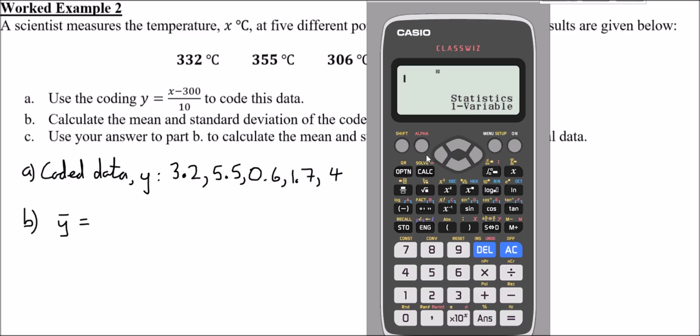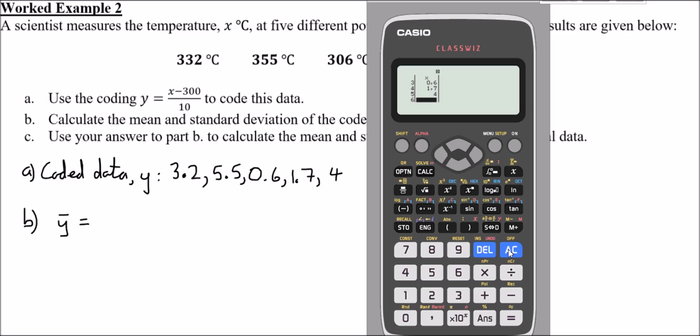So what we need to do now is to input the data. Oops, hold on a second. Let's do this step by step. Menu, we want option 6, one variable calculation. So press 1. Now just input the data step by step. 3.2 equals, 5.5 equals, 0.6, 1.7, and then 4.